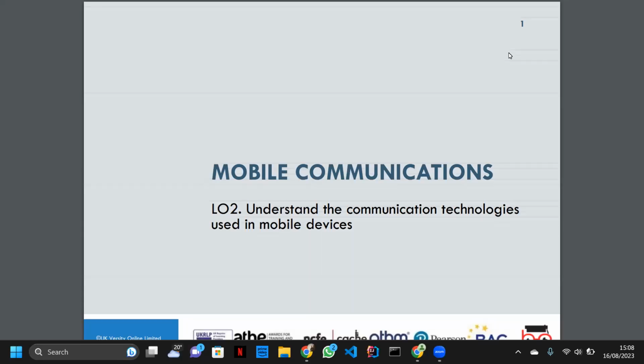Okay, welcome to our second tutorial for the mobile and communication unit. So today's session, we're going to look into understanding communication technologies used in mobile devices. So we had an introduction yesterday.